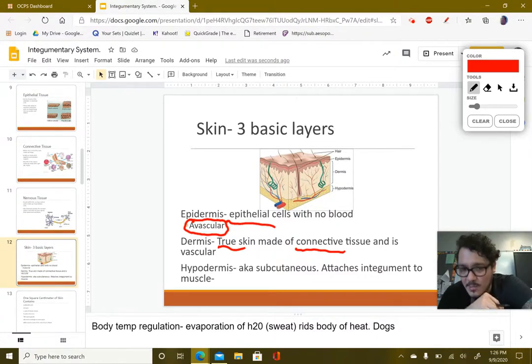Finally, the hypodermis. It's also known as the subcutaneous layer. I don't typically call it subcutaneous too often, but just in case, that's another name. It attaches the integument, otherwise known as the skin, to your muscle. So it attaches the skin to the muscle and keeps it all together. And all that yellow stuff that you see in the hypodermis is stuff we're going to talk about in a future video. That's adipose. That's fat, right? So it all connects together really, really well.